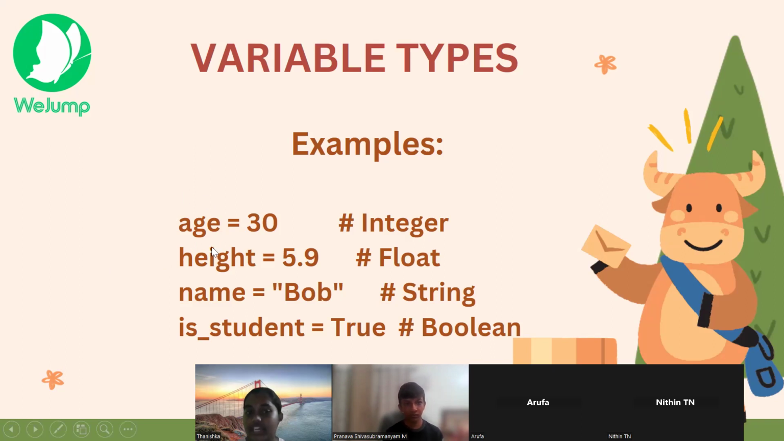If I use age is equal to input, then I ask enter your age, and when I run the code, the program starts running, but it stops and waits for the user to type something. So what does the input function do? When it runs the program, it stops and waits for the user to type something. This is the work that the input function does.